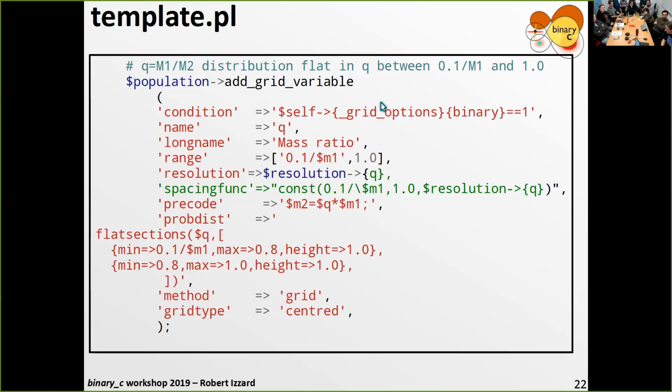The binary is 1, so that's fine. The reason that you put that there is because you can also have mixed grids, which have both single and binary. So you only want this to apply to the binary part.